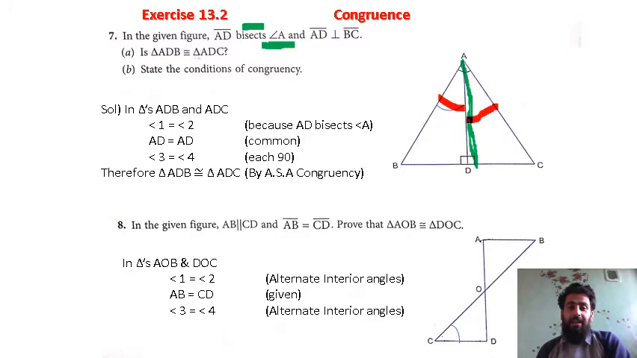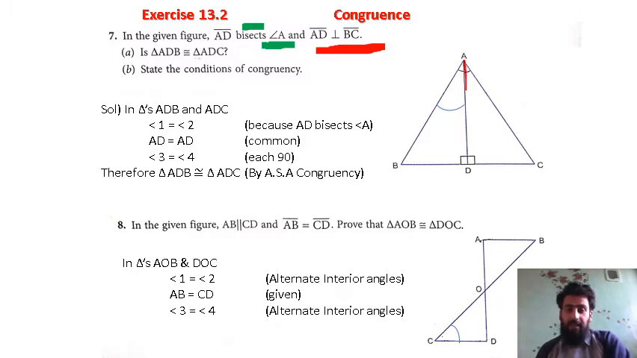Second thing is given that AD is perpendicular to BC. So if this line AD is perpendicular to BC, that means this angle over here will be 90 degrees and this angle over here will be 90 degrees, because perpendicular has a measure of 90 degrees. So let's see how I can prove that these two triangles are congruent. But the first question is, which two triangles are there? It is mentioned ADB and ADC. Let's see which two triangles are those.